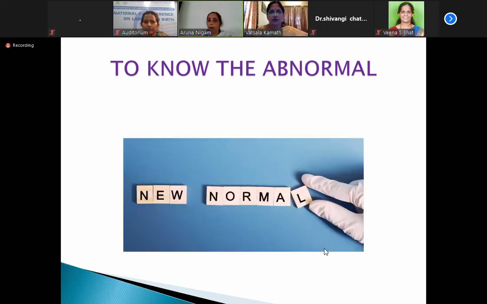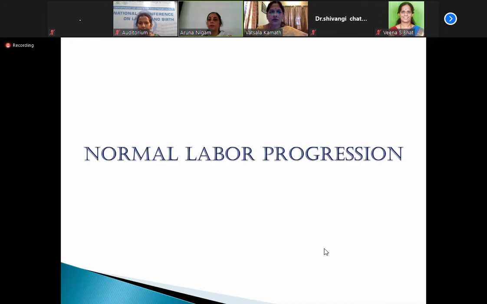We have talked of the new normal, that is, the active phase starts at 6 centimeter. There is a lot of controversy, a lot of questions by the audience, on what to write down in the DGO exam, whether it is 6 centimeter, 4 centimeter or 5 centimeter by WHO. So let's see the normal labor progression. This is very important for all of us.